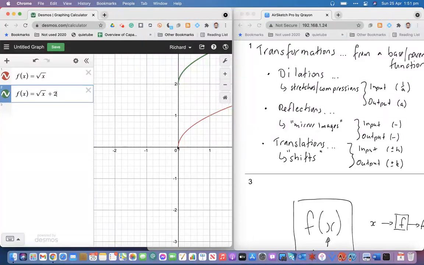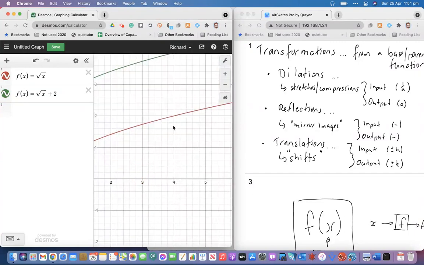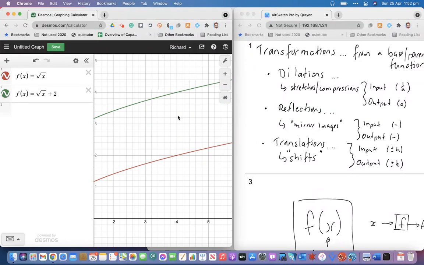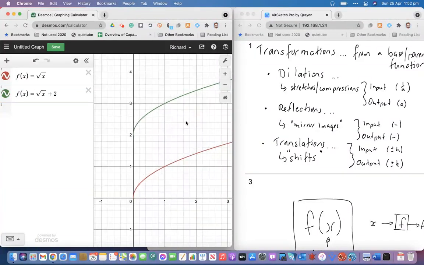So where it was 0, the square root of 0 is 0. It is now 2. Where it was (1, 1), it is now (1, 3). That's not a scale, that's an addition of 2 units upwards. Where it was (4, 2), it is now (4, 4), sorry, 2 plus 2 is 4. So everything has been directly translated up by 2.